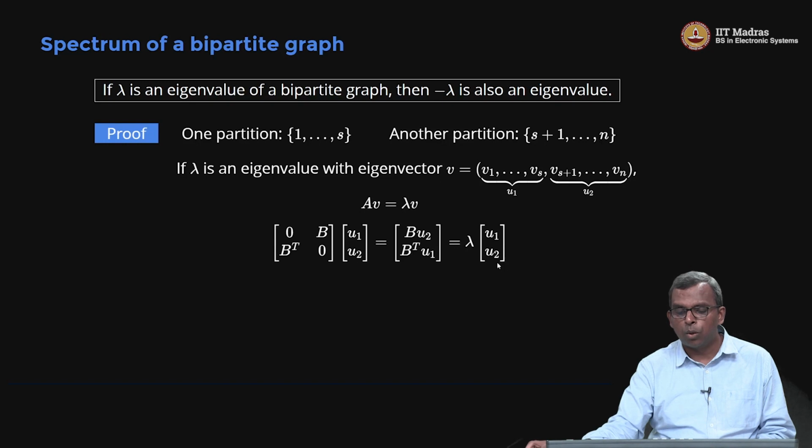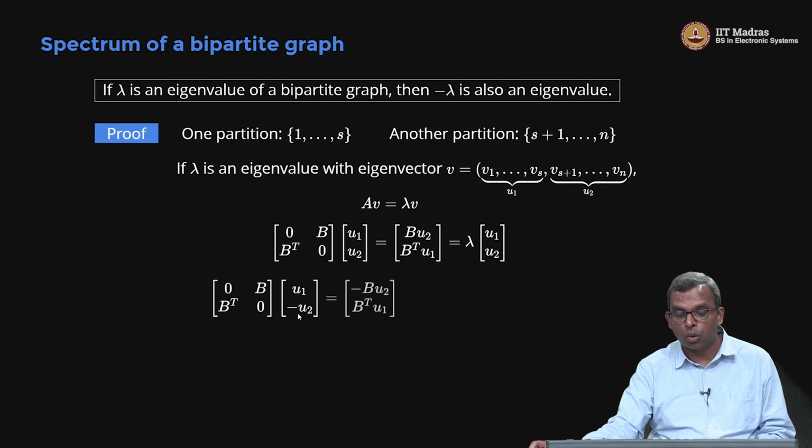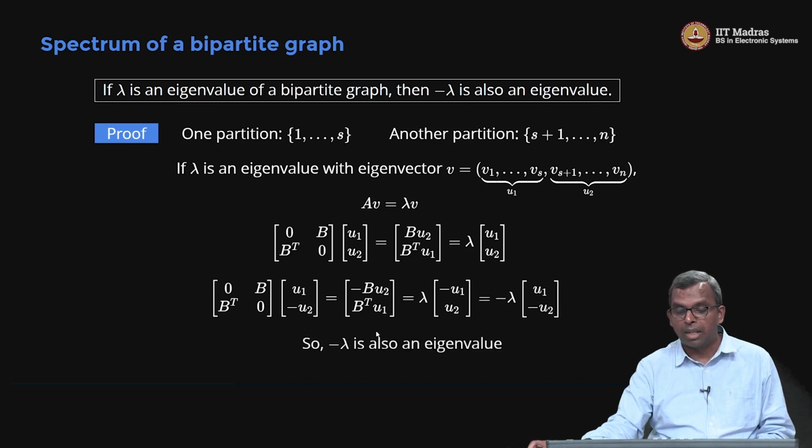Okay, so now in the proof what you can do is you can look at this same matrix multiplying u1 minus u2, you will get minus there and then plus here. Now if you look at this guy, b u2 is u1, so you will get lambda minus u1 here, b transpose u1 is u2, so you will just get u2 here. So what you have here is lambda minus u1 u2, and this here you have u1 minus u2, so you can pull the minus outside and write it as minus lambda u1 u2, so minus lambda is an eigenvalue.